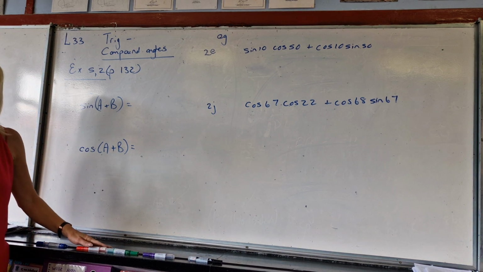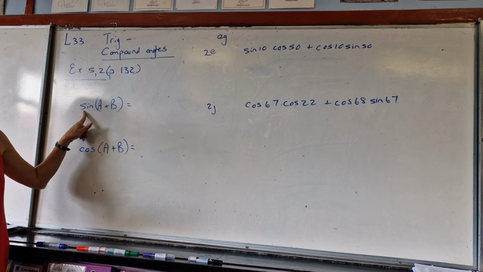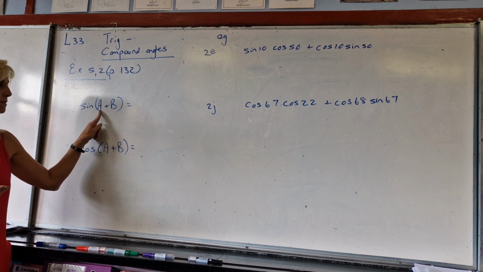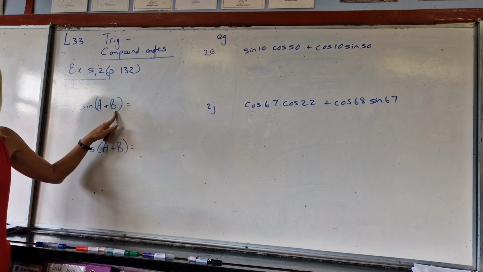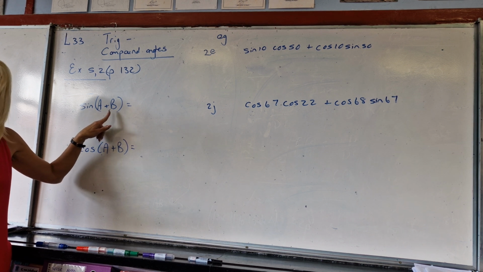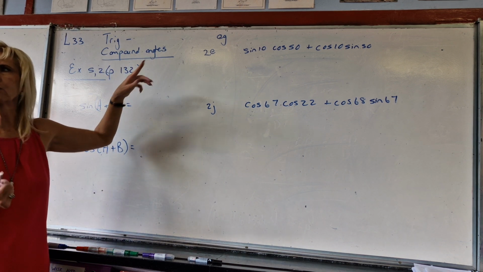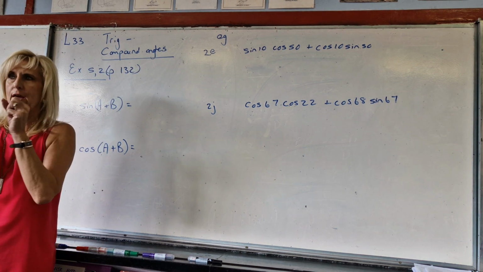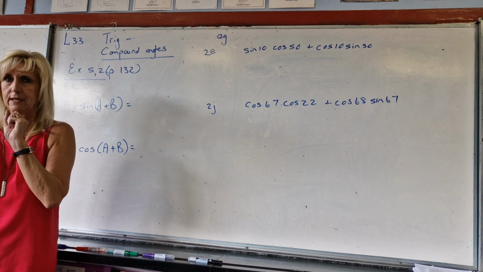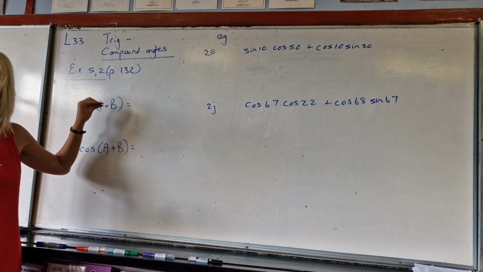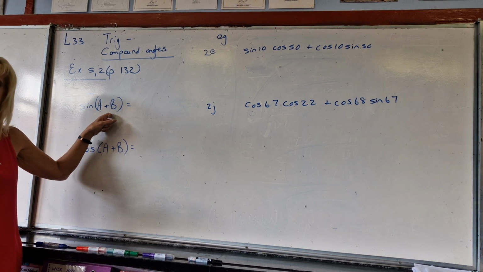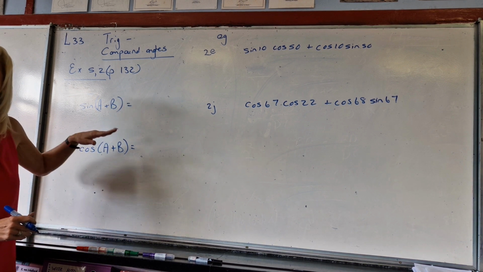Now you're going to learn it off by heart. If I have sin of two angles added together or minus as well, I'm going to write the minus one just now. If it's two angles added together or subtracted from each other, that's why we call it a compound angle, because it's two angles that are added together and they can be subtracted. So it's compound angles. So when I do these compound angles, I have the formula going.